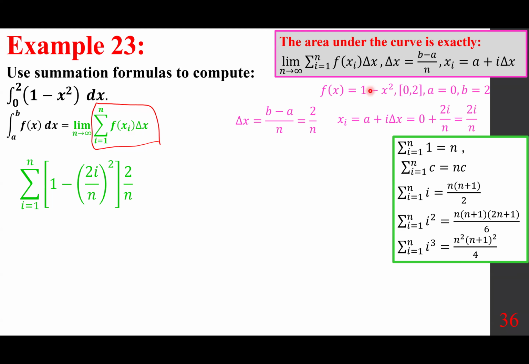f of x sub i. Here's 1 minus x squared. So replace the x with x sub i, just 2i over n. So 1 minus 2i over n squared, times 2 over n. All right, so we are going to work on this, simplify it, and see what happens here.